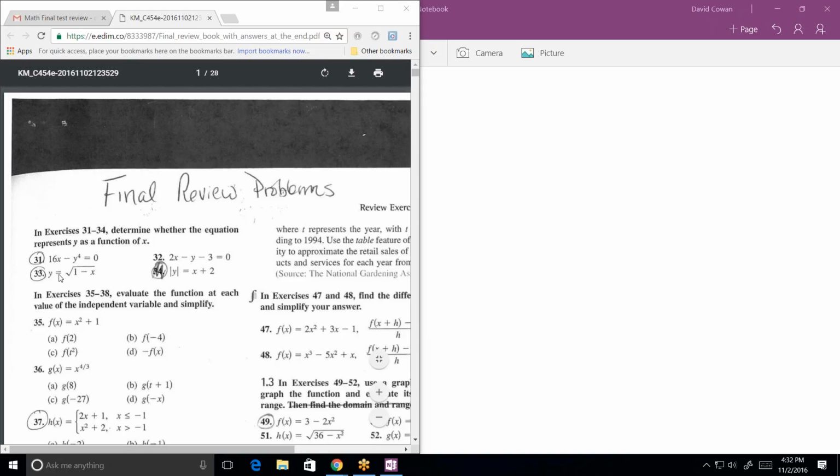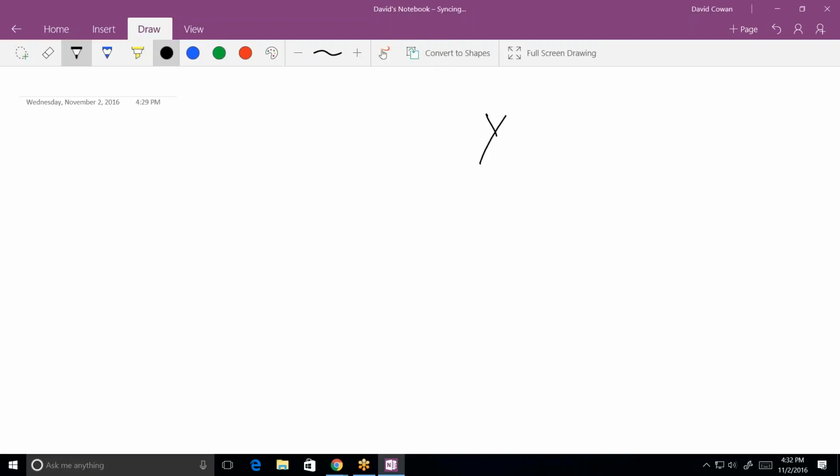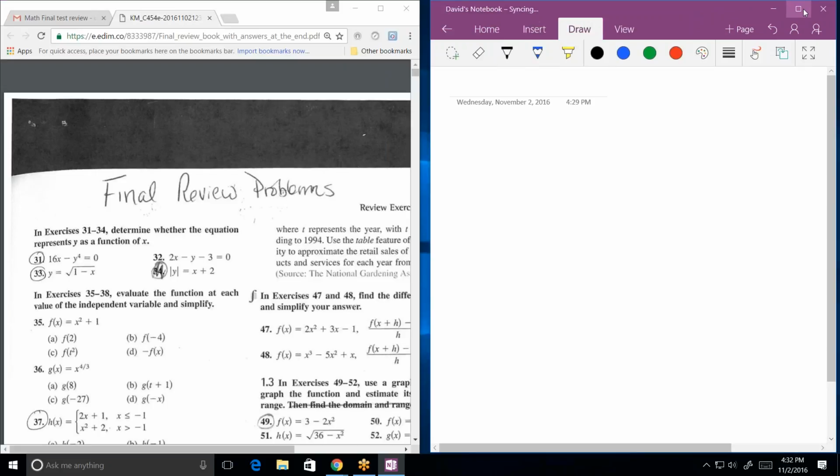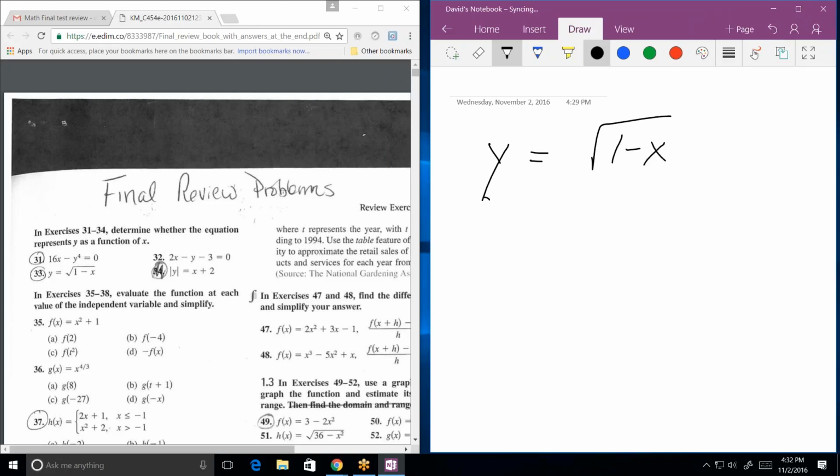Let's look at 33 first. Okay? In 33, y is definitely a function of x. In other words, because I can write it y equals square root of 1 minus x, then I can also write that like that. Okay? So that one's totally clear to me.